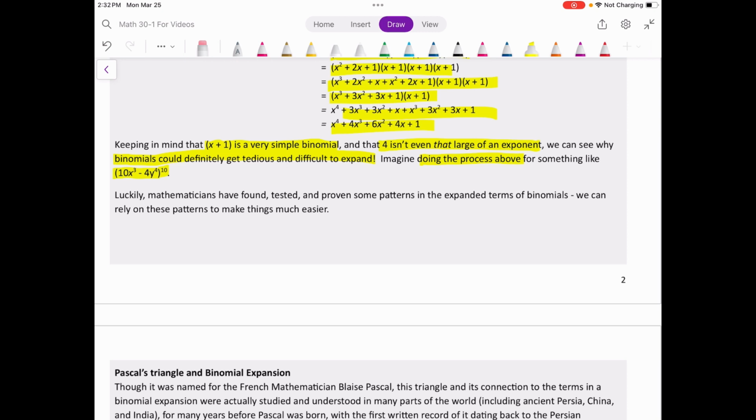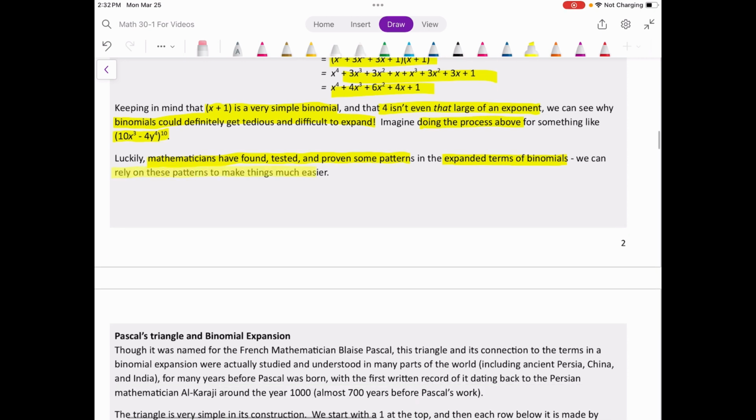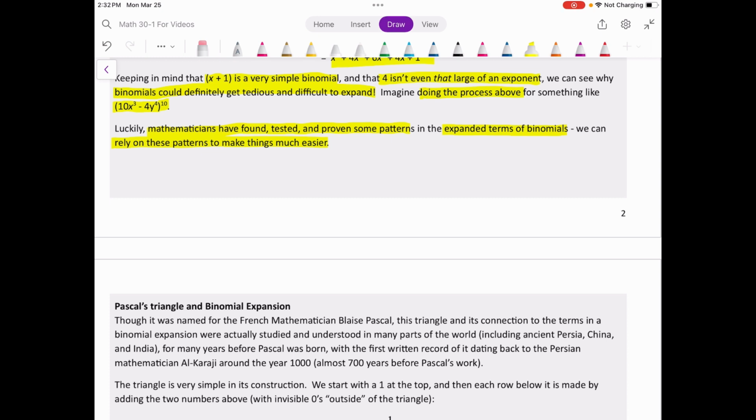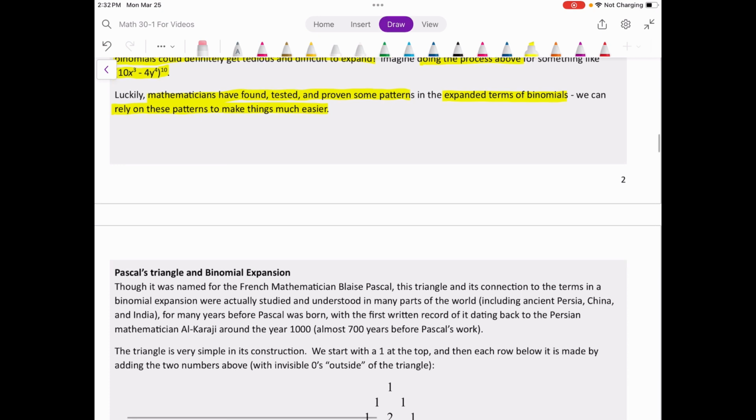Now, luckily, and this is what we're going to be exploring today, mathematicians have found, tested, and proven, and it's important that they've proven that they always work, some patterns in the expanded terms of binomials. And we can rely on these patterns to make things much easier, much faster, and pretty cool as well, more interesting to see these connections, rather than just multiplying and multiplying and multiplying. So let's jump into it.